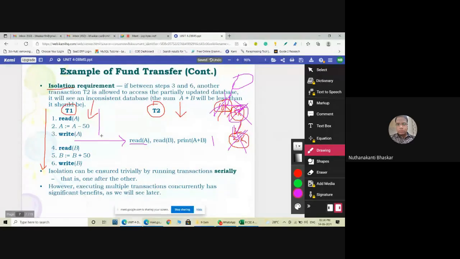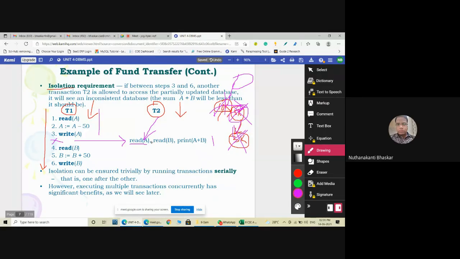Yes or no? T1 performed read A, A equals A minus 50, write A, which means A is updated by T1. Now A is not with T1. So we can access A by T2. Is there any problem? No problem, because T1 is not working in this period.